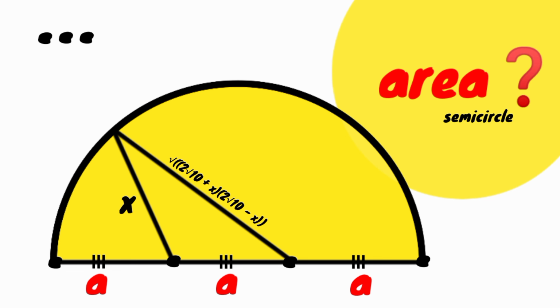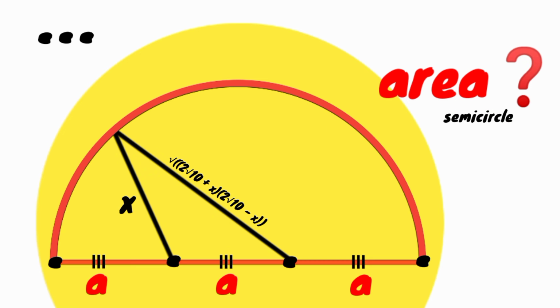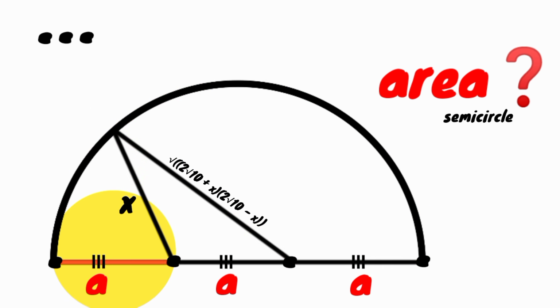We are asked to calculate the area of this semicircle. We have this line segment congruent with this and this. Their lengths are a each. The length of this is x, while this is given to be the square root of 2 root 10 plus x multiplied by 2 root 10 minus x.